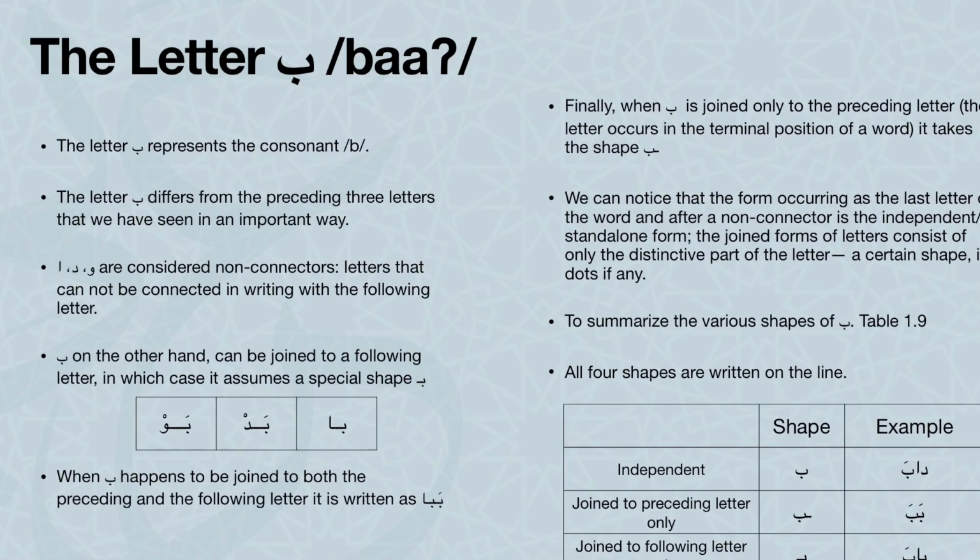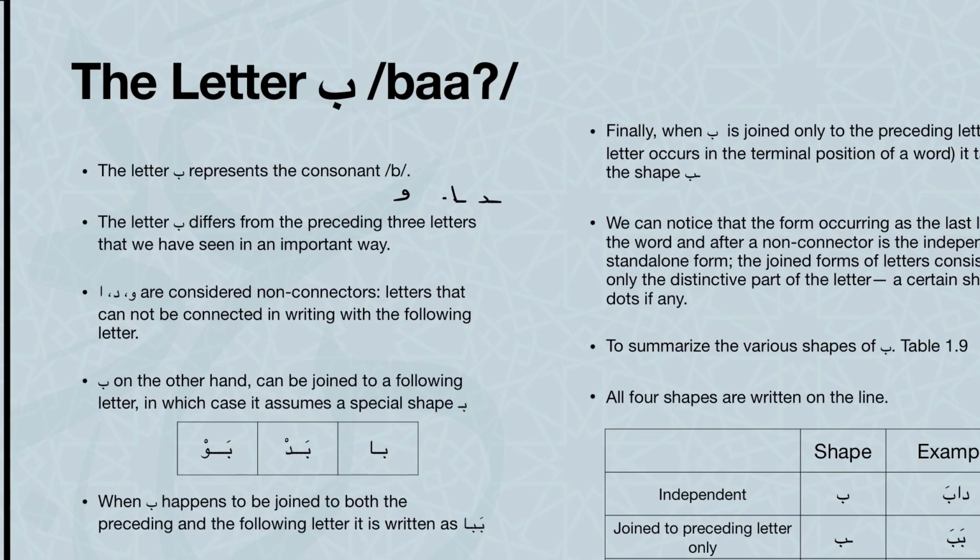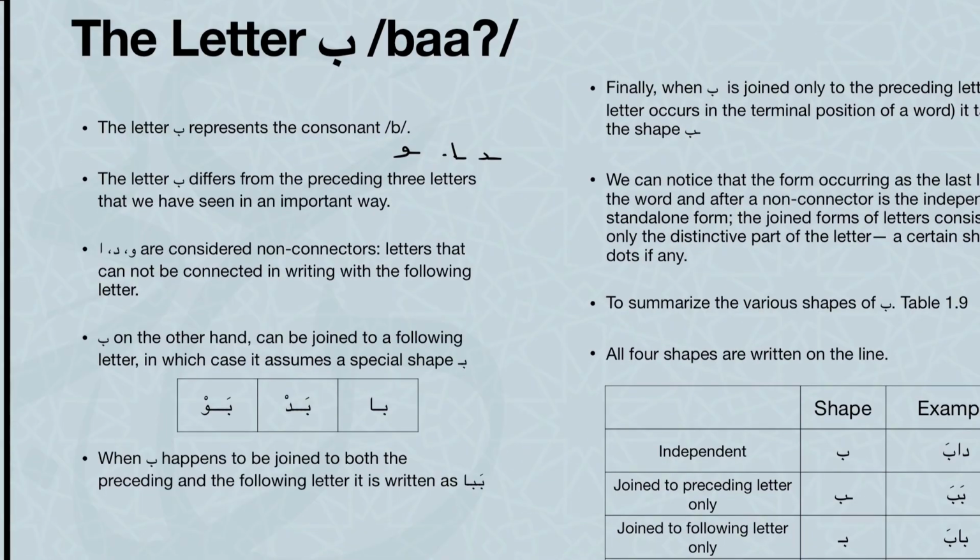Now we've learned three letters so far, but we did not learn them officially. We have learned that we have the letter dal, which is a non-connector. It only connects to things before it. And we have the letter alif, which is also a non-connector. It does not connect to something after it. It only connects to things that are before it. And we have the letter waw, which also only connects to things before it. We will get to them in a bit.